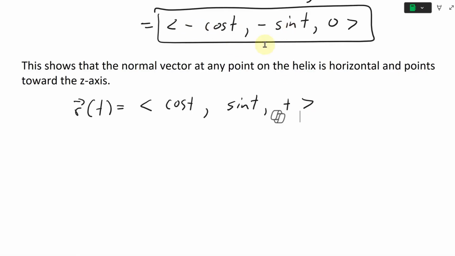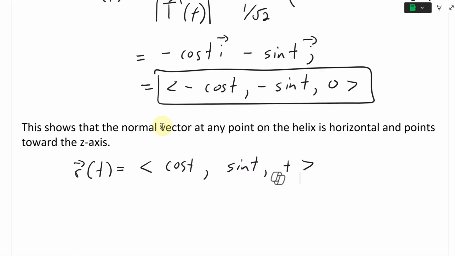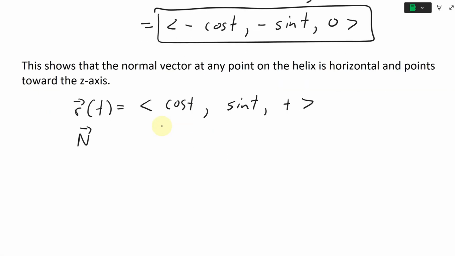The normal is the exact same thing, but there's no t there. I'll put it next to it. I'll just put the negative out: negative cosine t, and then negative sine t, and then 0. So the 0 is horizontal because there's no z component.